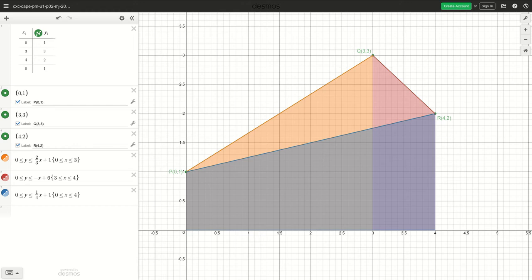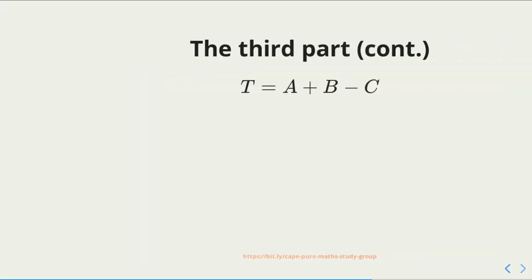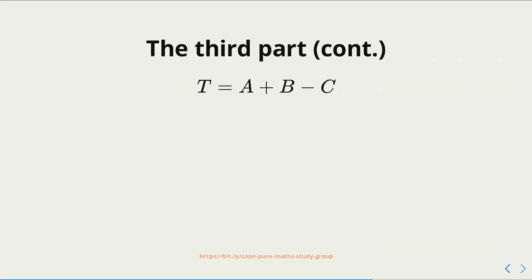Notice that if we sum the areas of the orange trapezium and the red trapezium and then subtract the area of the blue trapezium, we would get the area of the triangle. Therefore, the area of the triangle is equal to A + B - C, where A is given by finding the area under the line PQ, which is found by taking the integral of the equation 2/3 x + 1 between the limits 0 and 3. That evaluates to 6 units squared.